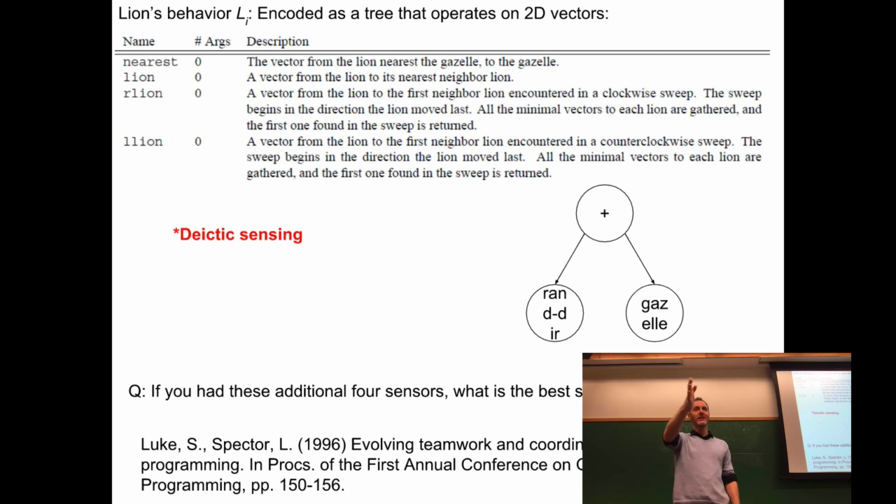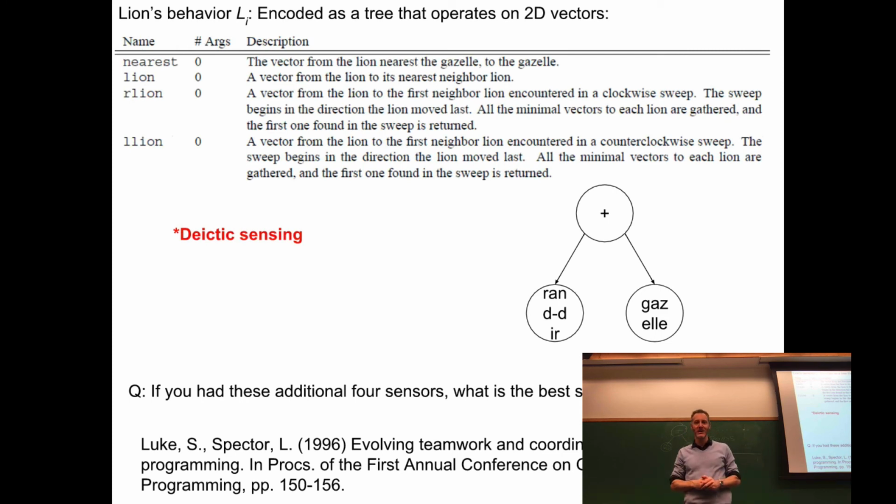And then there is right lion. So I'm heading in this particular direction, and as I'm heading in this direction, I start to sweep in a clockwise manner along the plain. And the first lion that I see on my right side, that vector becomes right lion. Alternatively, as I'm traveling in this direction, I sweep counterclockwise, and the first lion that I see on my left becomes left lion.